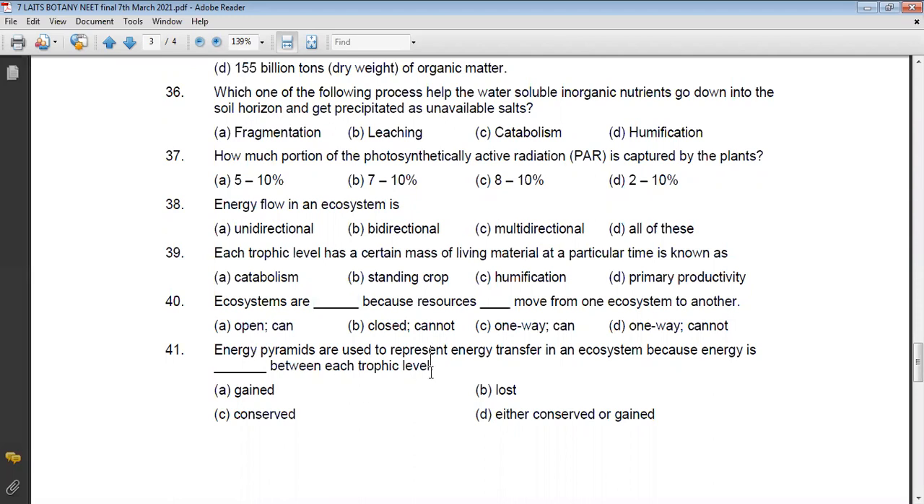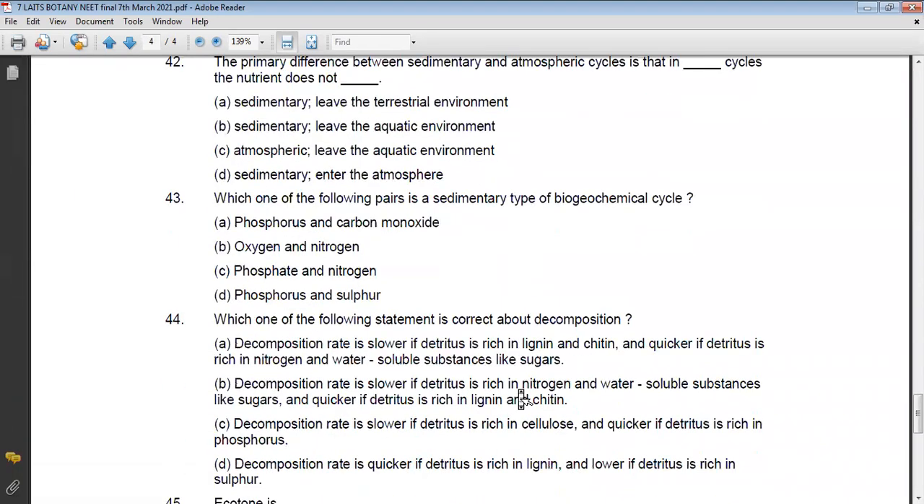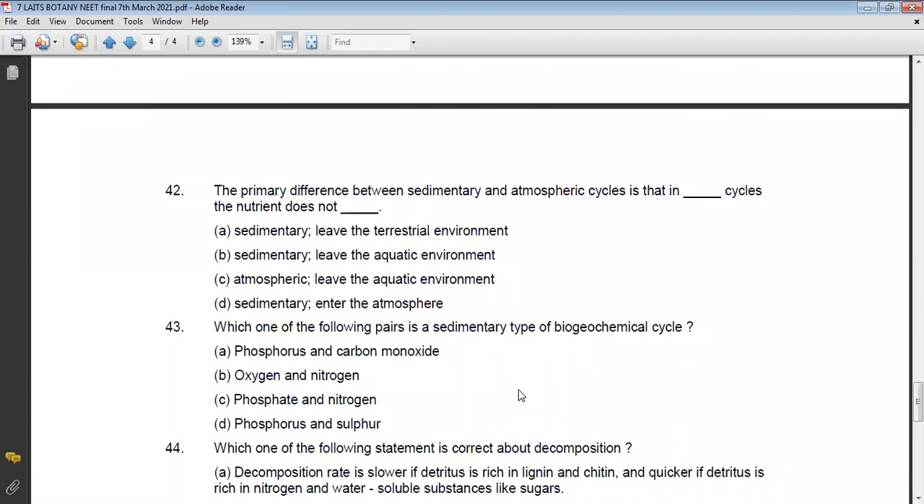So between each trophic level, what happens? Energy is lost. Around 90% of the energy is lost in the form of respiration or heat. Okay, so due to respiration, it gets lost. Only 10% is conserved. The primary difference between sedimentary and atmospheric cycle is that in a sedimentary cycle, the nutrients do not enter the atmosphere. So answer will be D.